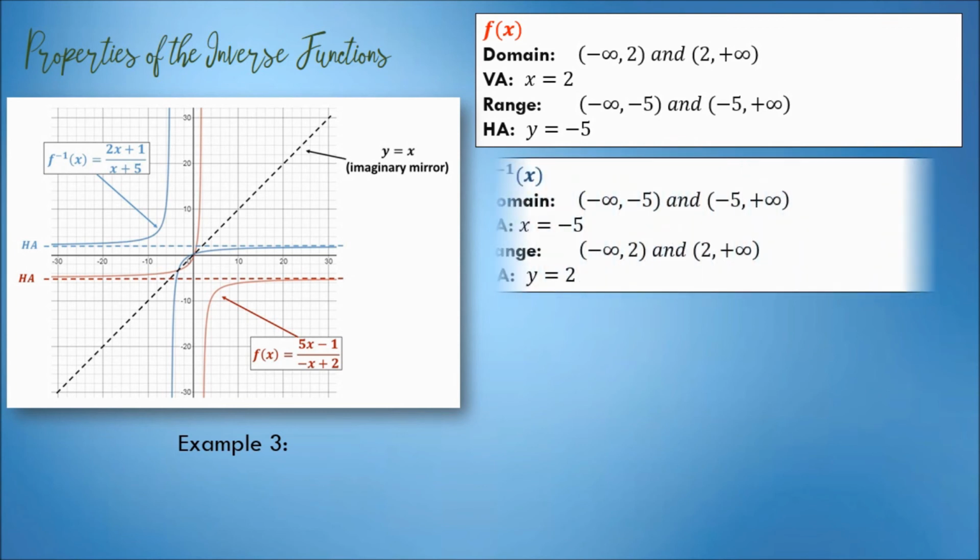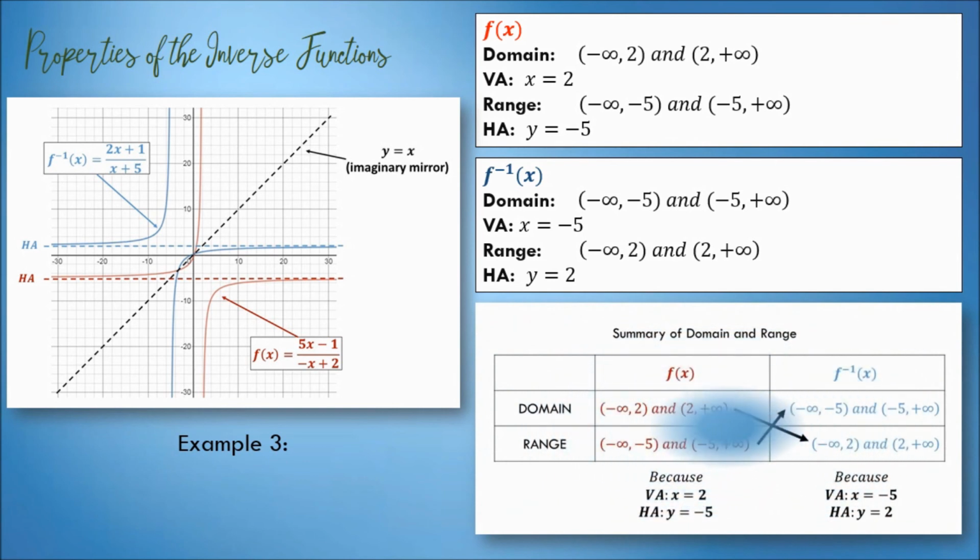For the inverse, the domain is all real numbers except negative 5. X equals negative 5 is the vertical asymptote. The range is all real numbers except positive 2. Y equals positive 2 is the horizontal asymptote.